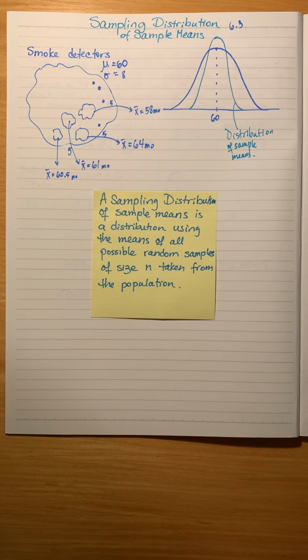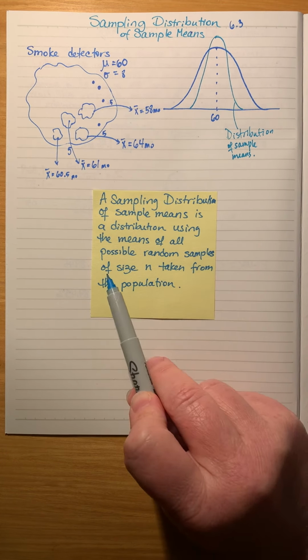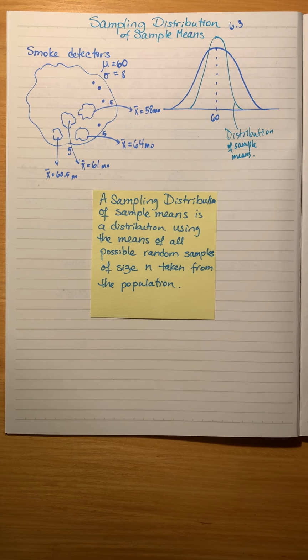Okay, welcome back. We're talking about sampling distribution of sample means. A sampling distribution of sample means is going to be the distribution using the means of all the possible random samples of the same size taken from the population. Now we take that sample, we put it back, and we take another sample from the same population, right?